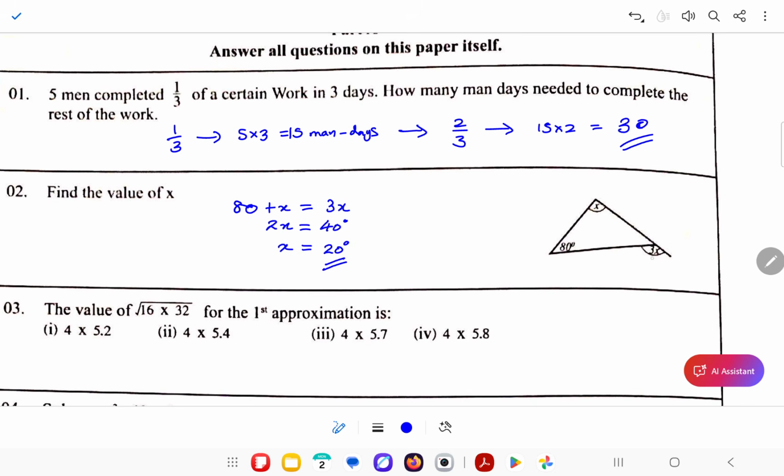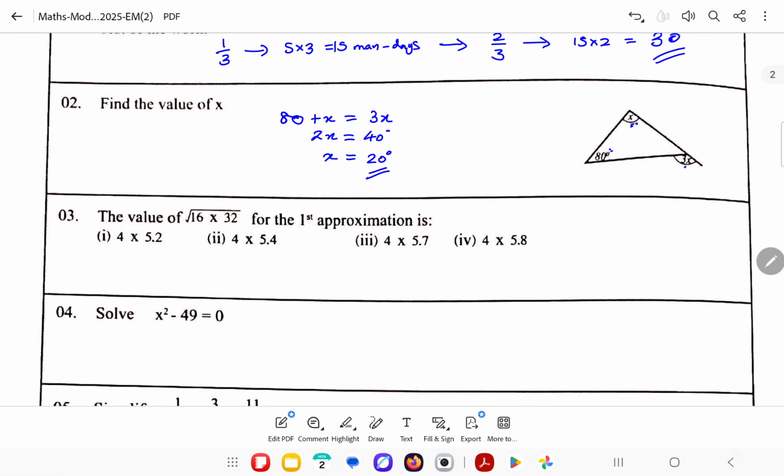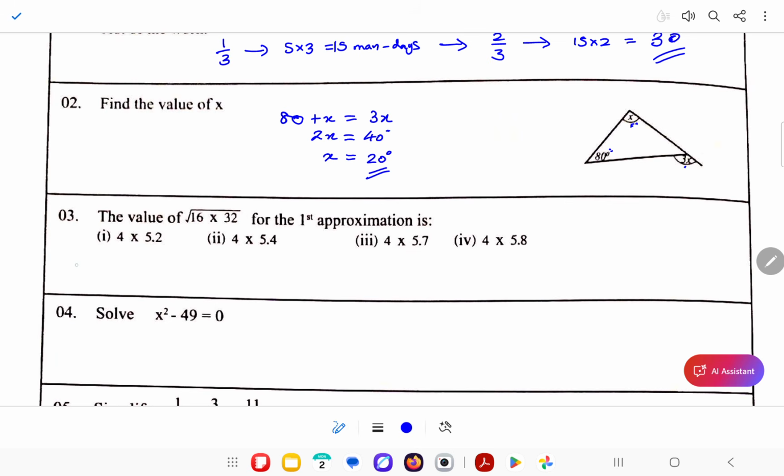So we are using what? The external angle is equal to the sum of the internal angles, these two, 80 and x. Right, then third one, value of square root of 16 times 32 for the first approximation is. So this one, we will rewrite this 16 times 32, so that is square root 16 into square root 32, so 4 into square root 32.